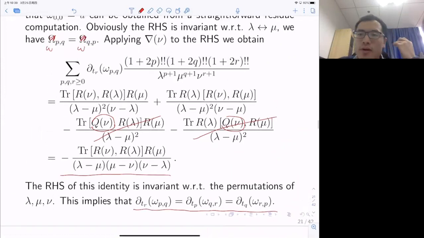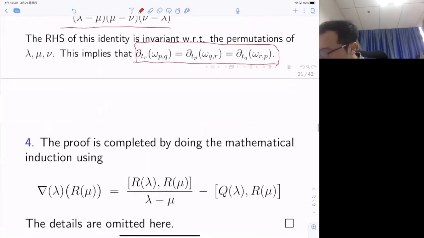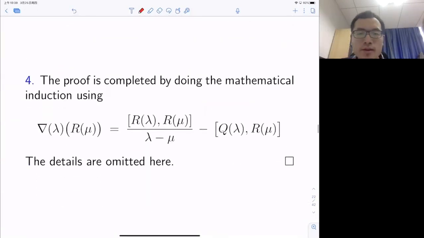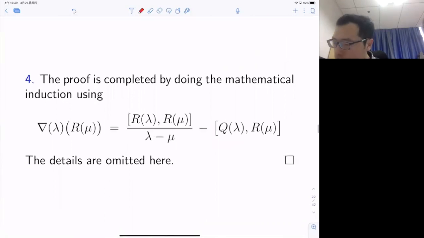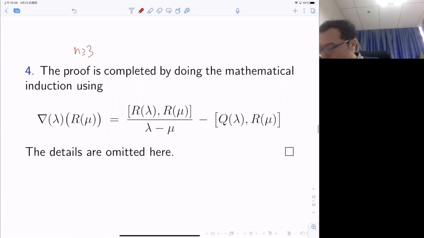Actually in this proof, previously I said we didn't give the existence and uniqueness of the left-hand side, and now we give it, because we gave the existence and the uniqueness. It can be done by some further arguments. Finally, to prove the formula for arbitrary n bigger than or equal to 3, it can be done by mathematical induction. So we just omit the details.